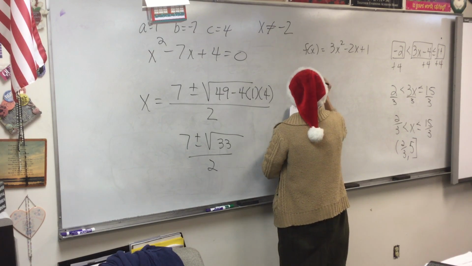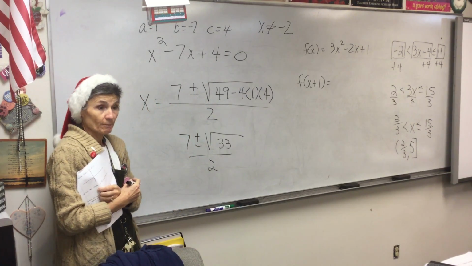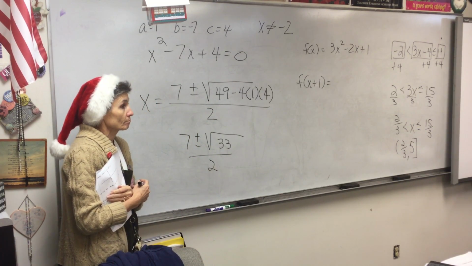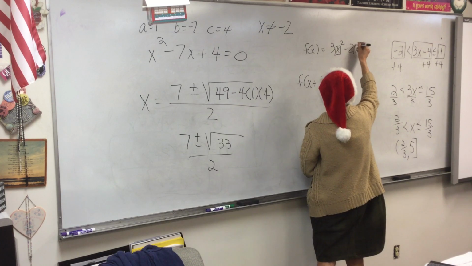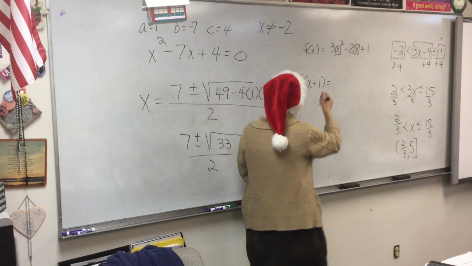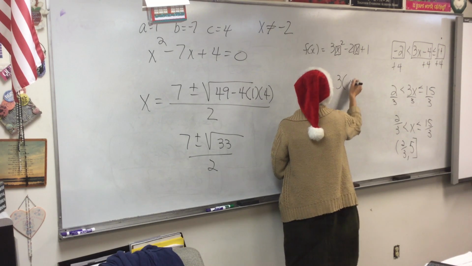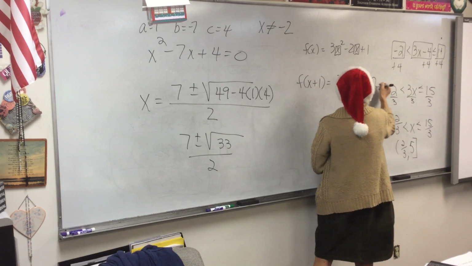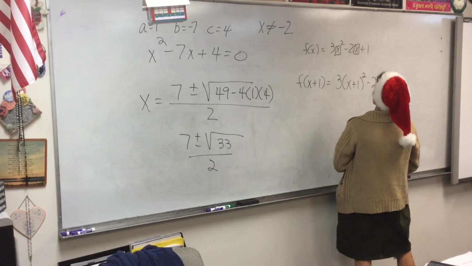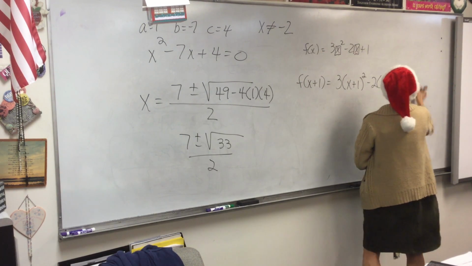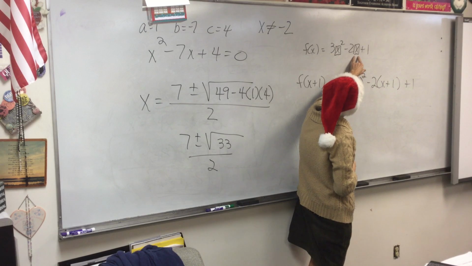All right, we're going to do a few more together, and then I'm going to have you do a couple on your own, okay? Let's do this one. What do I do here? Plug x plus 1 in for the x's. So every place I see an x, Paul, you are exactly right, I'm going to put in an x plus 1. So I'm going to have 3(x plus 1) squared minus 2(x plus 1) plus 1. So I put an x plus 1 here and an x plus 1 here.